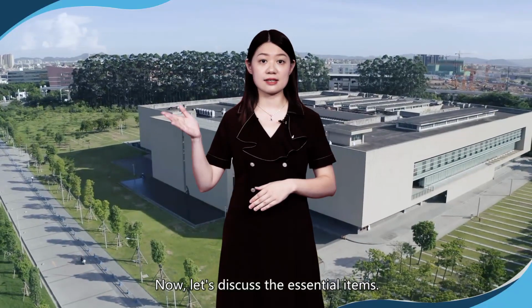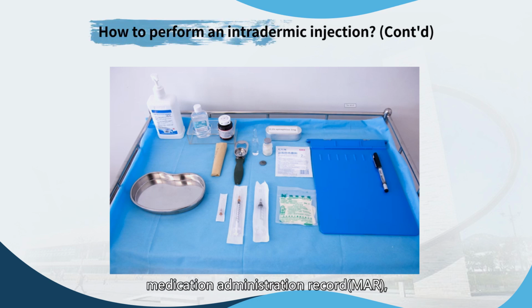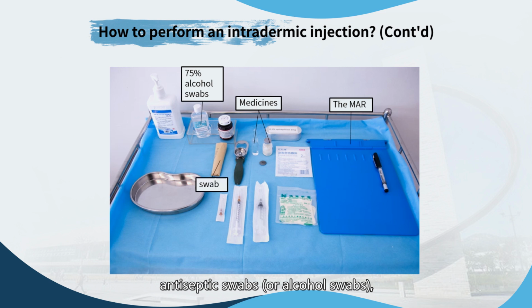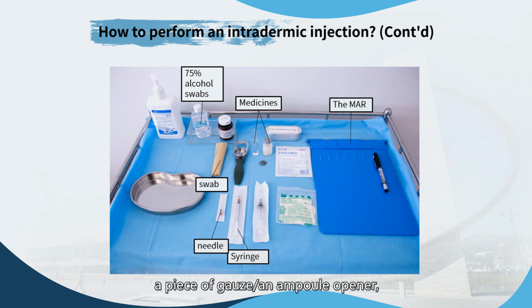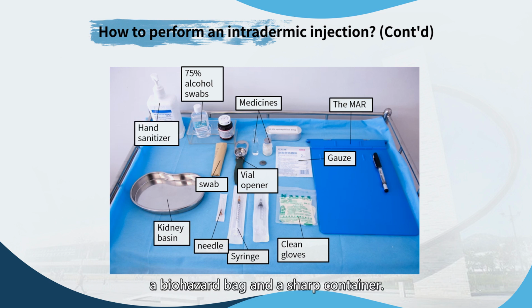Now, let's discuss the essential items. We need to prepare the patient's medication administration record, MAR, medicines, 75% alcohol, antiseptic swabs or alcohol swabs, a tray, a syringe, needles, a piece of gauze, an ampule opener, a vial opener, non-sterile gloves, a kidney basin, hand sanitizer, a biohazard bag, and a sharp container.